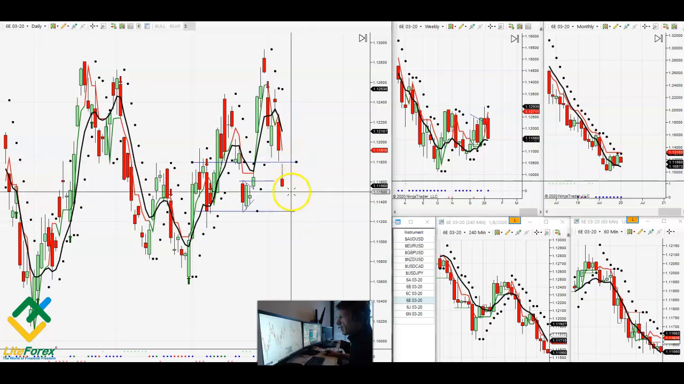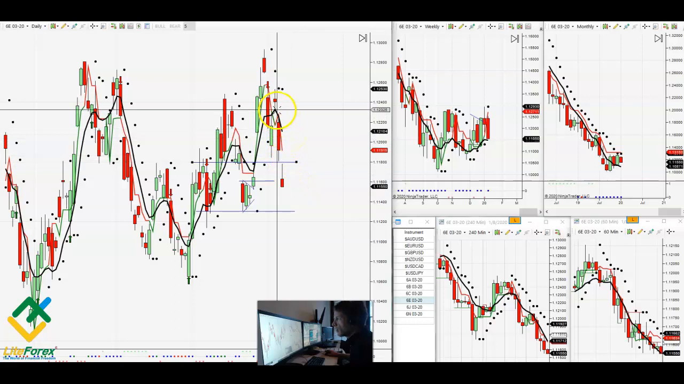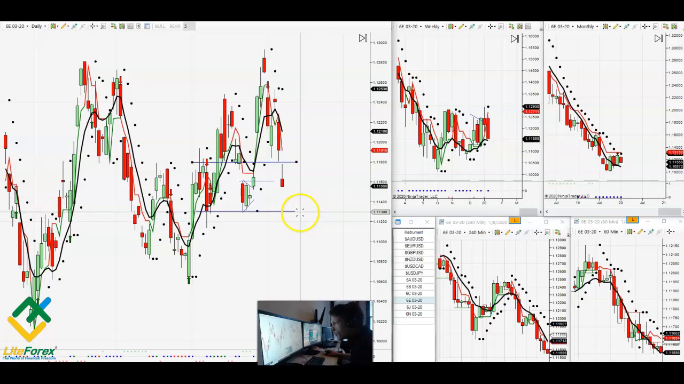So that would be how I would play the euro. It's looking very bearish, but expect a rebound. Watch the resistance. If that resistance breaks above, this could definitely come back up to the moving average on the daily. This is the double exponential moving average I have on the daily chart, set at 14. And then we've got to watch this support down here at 1.11305.